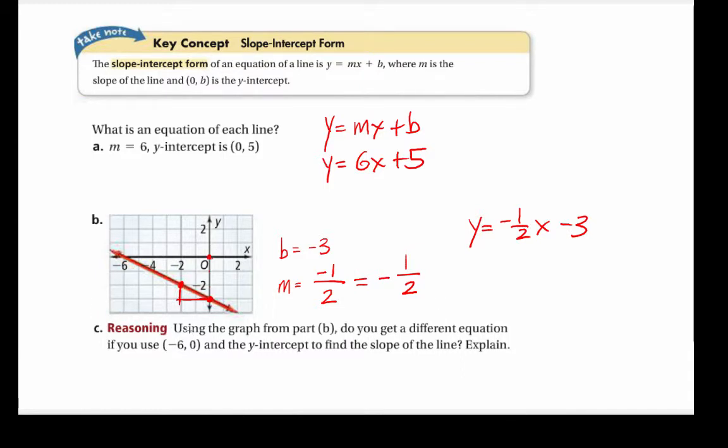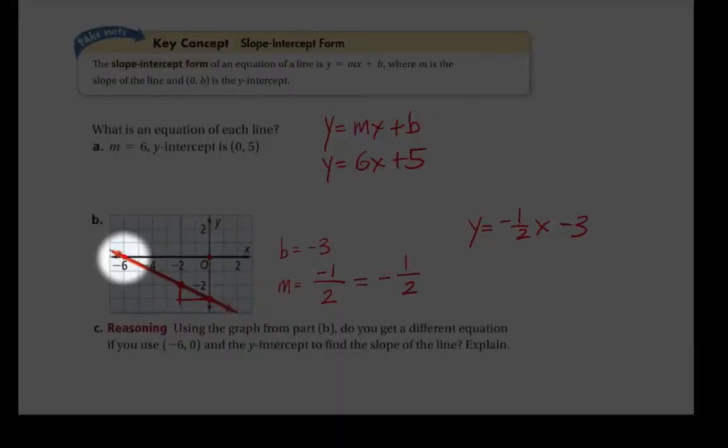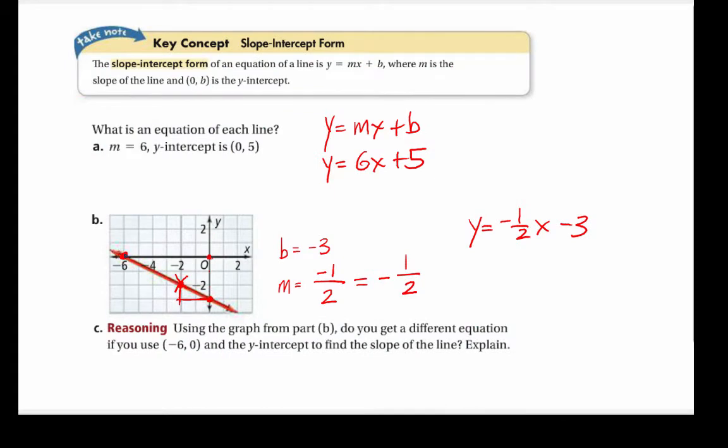Part C here, using the graph from part B: do you get a different equation if you use (-6, 0)? So over here, they're saying use this point instead of this point. So I'm going to use this point, and I'm going to use this point. They want me to use the x-intercept and the y-intercept. Well, I know my y-intercept is still -3.